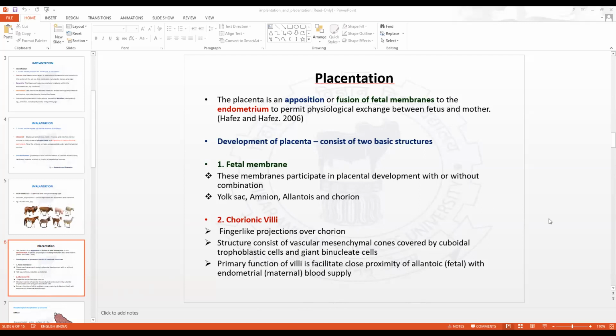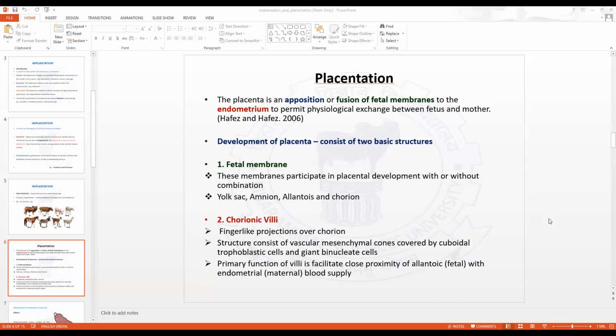So हम बात कर रहे थे कोरियोनिक विलाई की. First of all, fetal membrane, we understand that 4 types are there and 3 are very, very crucial for our domestic animals. So second is chorionic villi. What is villi? Villi means spike-like projection over a structure or over a cell. Because the name is chorionic villi, it means there are spike-like or finger-like projections over the chorion.